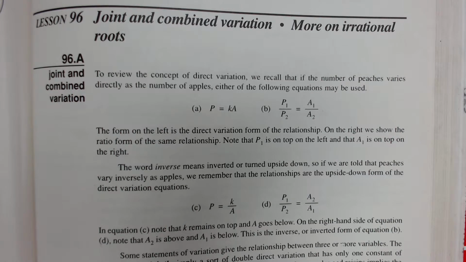Lesson 96, joint and combined variation, and then more on irrational roots. So this lesson is a recap of stuff we've already learned. Inverse and direct variation is something that we already learned in the past. This is a quick recap.